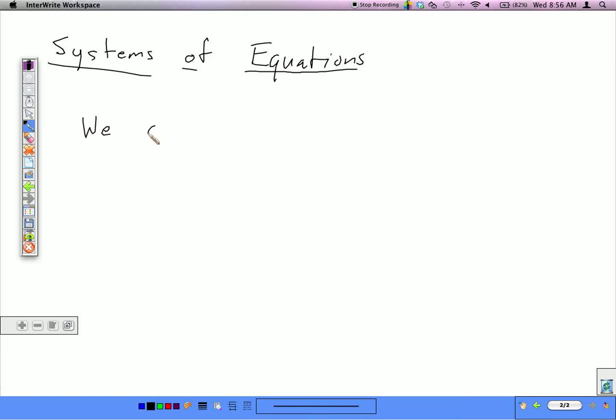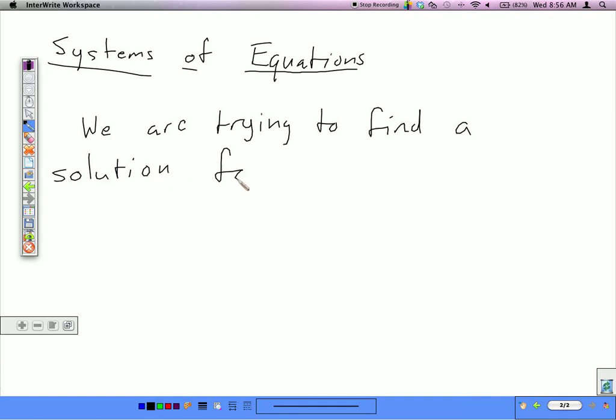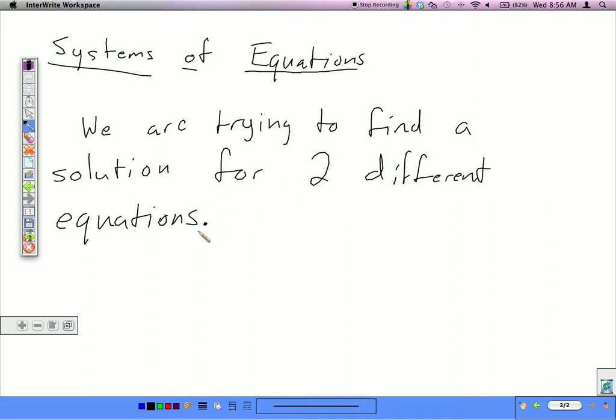We are trying to find a solution for two different equations, and that's everything. Now I want to highlight something here for you.